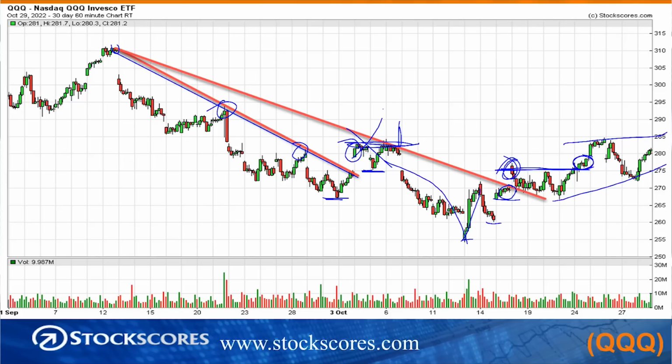Now that is the 30-day 60-minute chart. That's the intraday time frame. So we have a crash reversal pattern on that time frame. And so if you're a day trader or maybe a swing trader, relatively short term, that's good news.